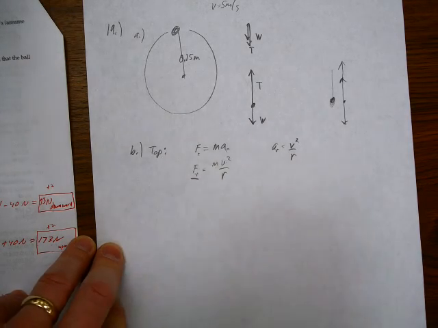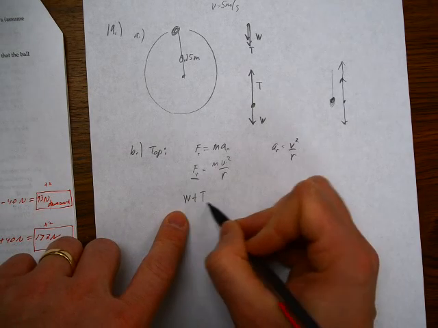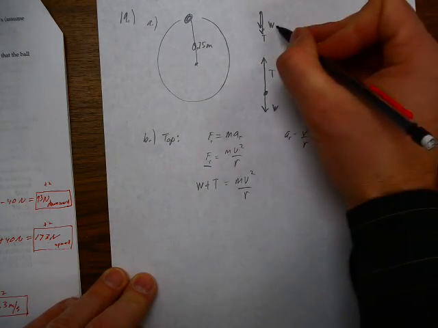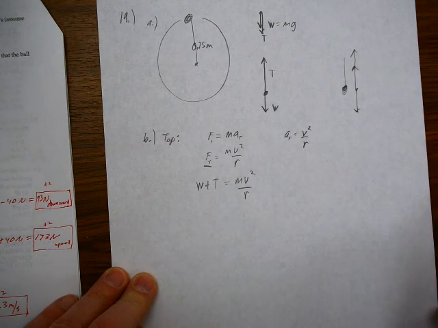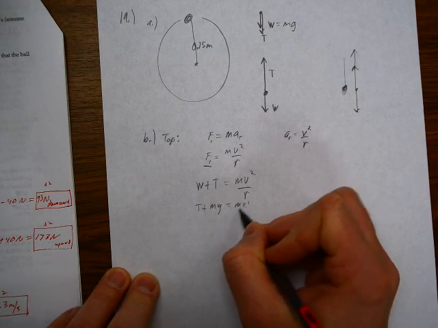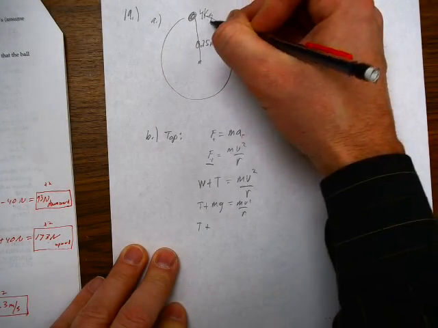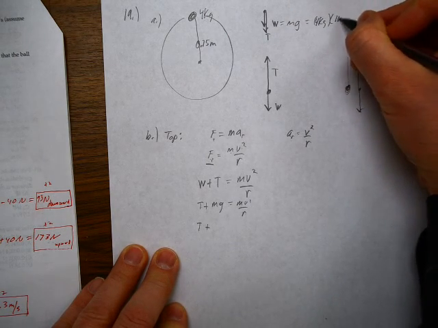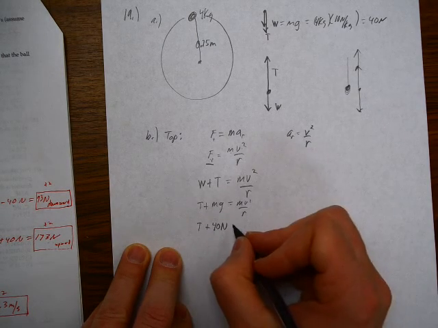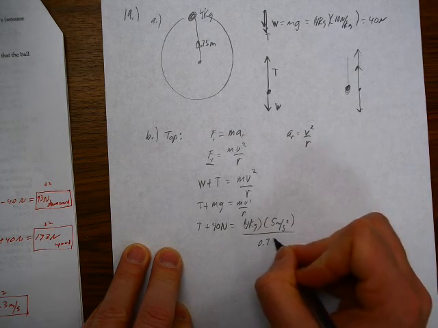Now I ask myself, what is supplying the inward force? When you're at the top, it's the weight plus the tension together. So these two are on this side, and I get that. We know the weight is just the mass of the object times the gravity field, so I could write this as tension plus mg equals this. The mass of this thing is 4 kilograms, so its weight is 4 kilograms times 10 newtons per kilogram of gravity, so 40 newtons. So the tension plus 40 newtons of help from gravity equals 4 kilograms times 5 meters per second squared divided by 0.75 meters.